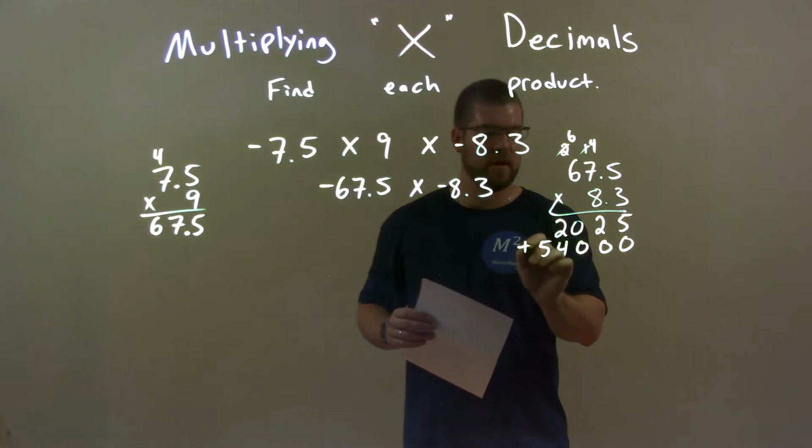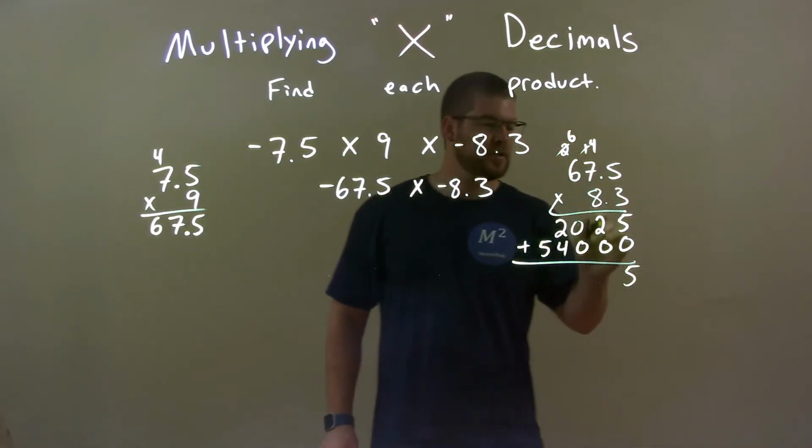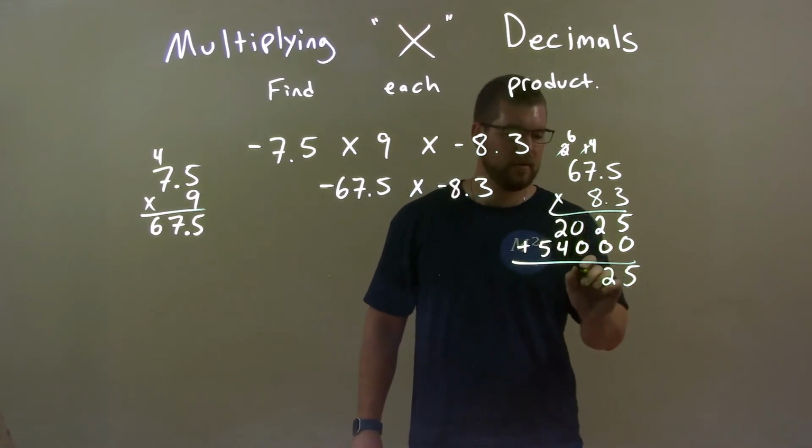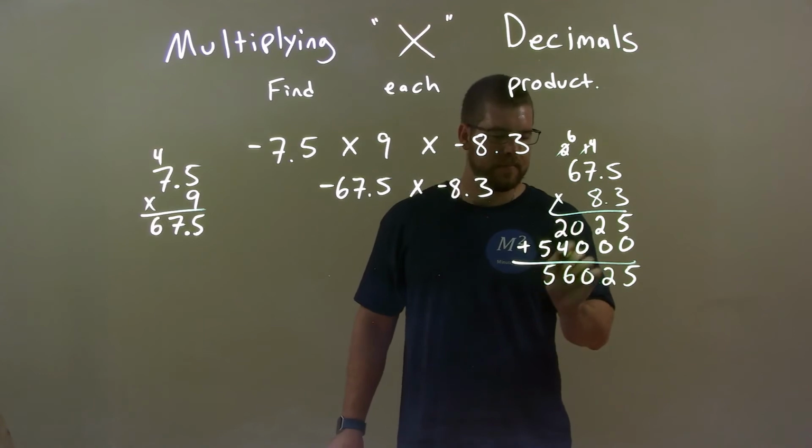Everything's lined up good. Add these two numbers together. 5 and 0 are 5. 2 and 0 are 2. 0, 0, 0. 2 plus 4 is 6. And 5 is right here.